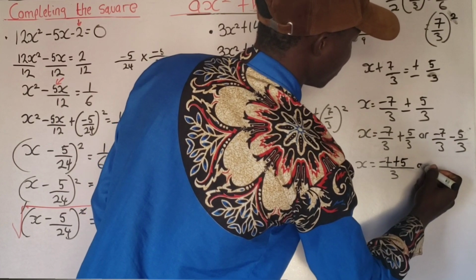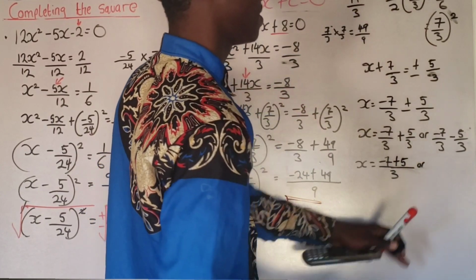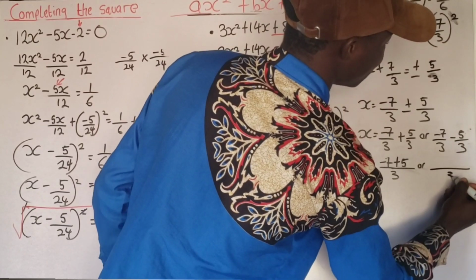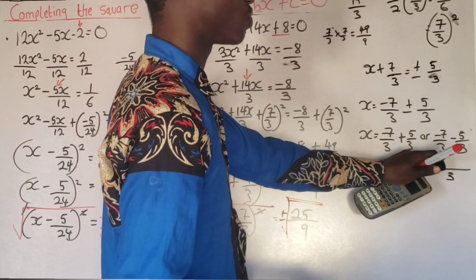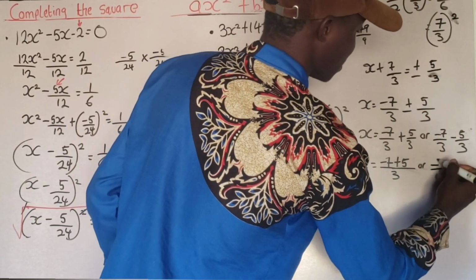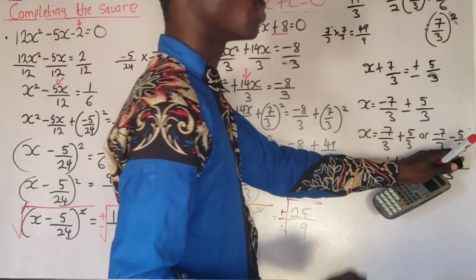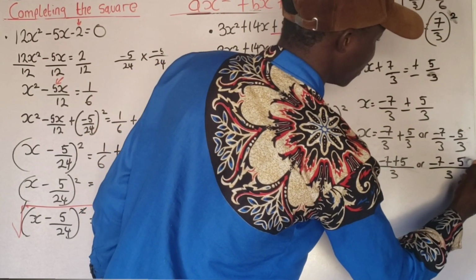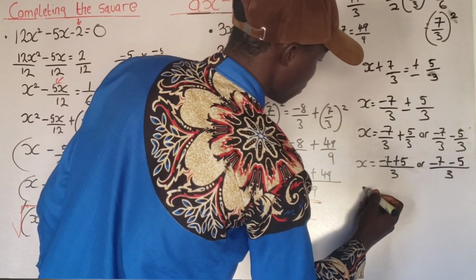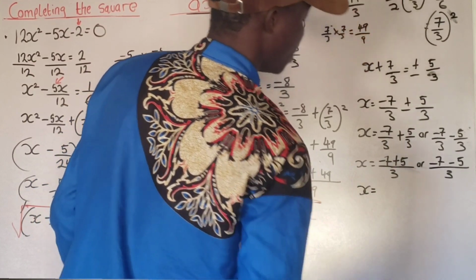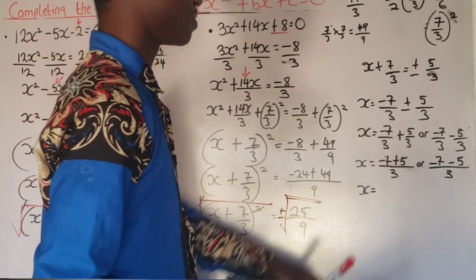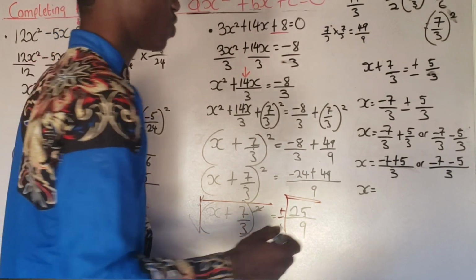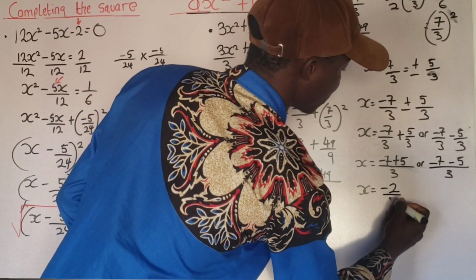Okay? Now, for the other side, the LCM is what? 3. 3 divided by 3 is what? 1. 1 times negative 7, that is negative 7. 3 divided by 3 is what? 1. 1 times negative 5, that is what? Negative 5. Okay? So here, x will be equal to negative 7 plus 5. What is the answer? That will be what? Negative 2. You understand? So I'm going to have negative 2 all over 3.